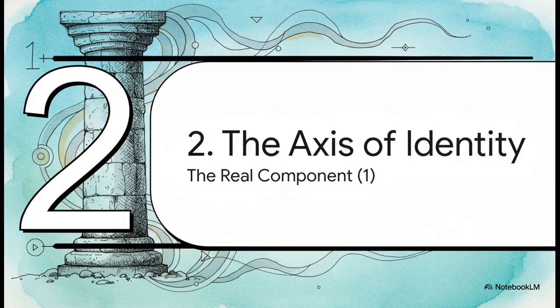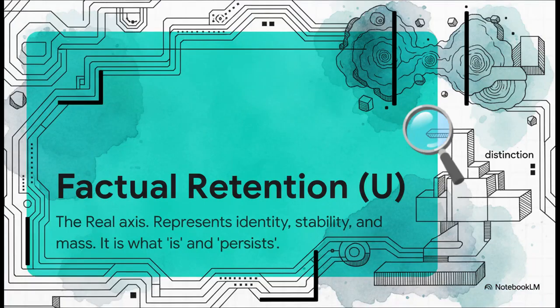Let us first analyze the real component of this cell, represented by the number 1. This corresponds to the axis of identity. It is the anchor of existence, the very principle of being something definite and specific. This axis is defined as factual retention, denoted by the variable u. It is formed strictly by the product of 2 ontological operations: distinction, the capacity to differentiate, and retention, which allows that differentiation to persist. U, therefore, is the source of identity, stability, and what we perceive as mass. Without this component, a system would lack ontological definition and collapse into absolute indeterminacy.